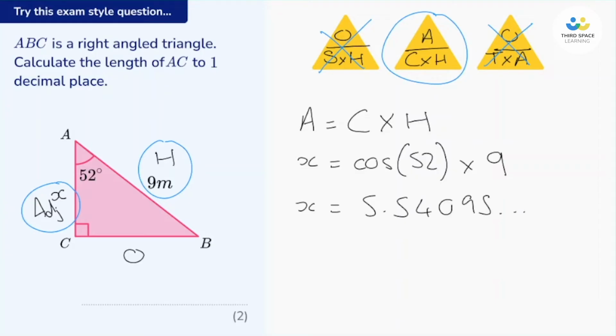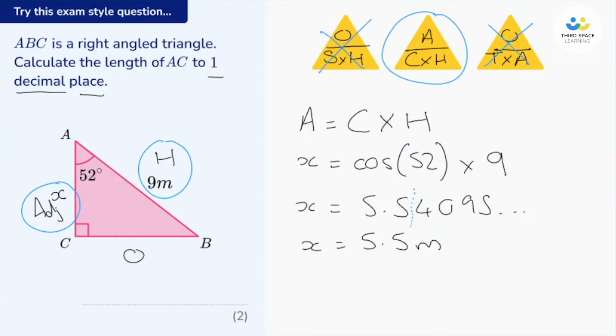5.54095... Good idea to write down a good number of decimal places. Now it says give your answer to 1 decimal place. So let's see where that is. Well, the first decimal place is that 5. So let's draw a line to the right. And the 4 on the right of that, well, that's less than 5. So that means we're going to round down. So X is equal to 5.5 meters this time.